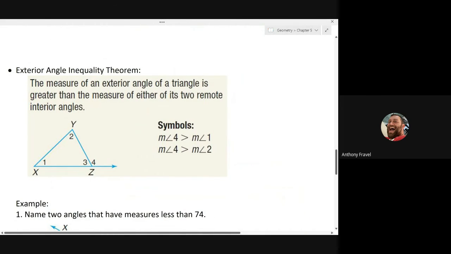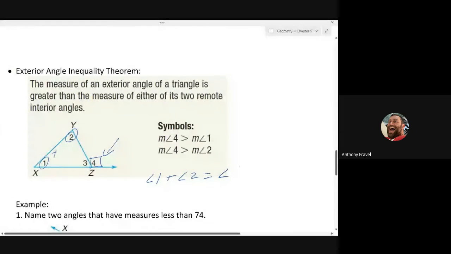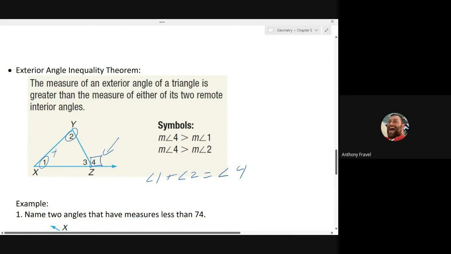All right, this next part, this is where I said I'm going to get to it a little bit later on: the exterior angle inequality theorem. Really what this says, and I'm going to explain stuff that we did last chapter when we were figuring out exterior angles from the interior angles. Remember, if you had that exterior angle like angle 4, that is going to equal angles 1 and 2 added together. No matter what, angle 1 plus angle 2 is going to equal angle 4.